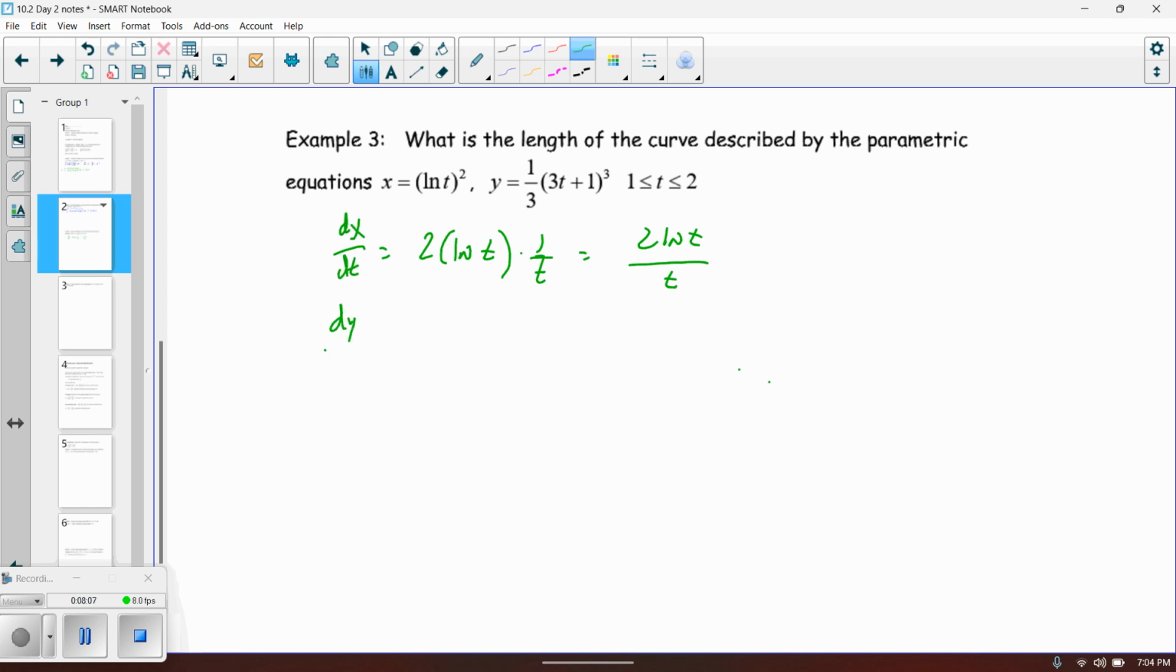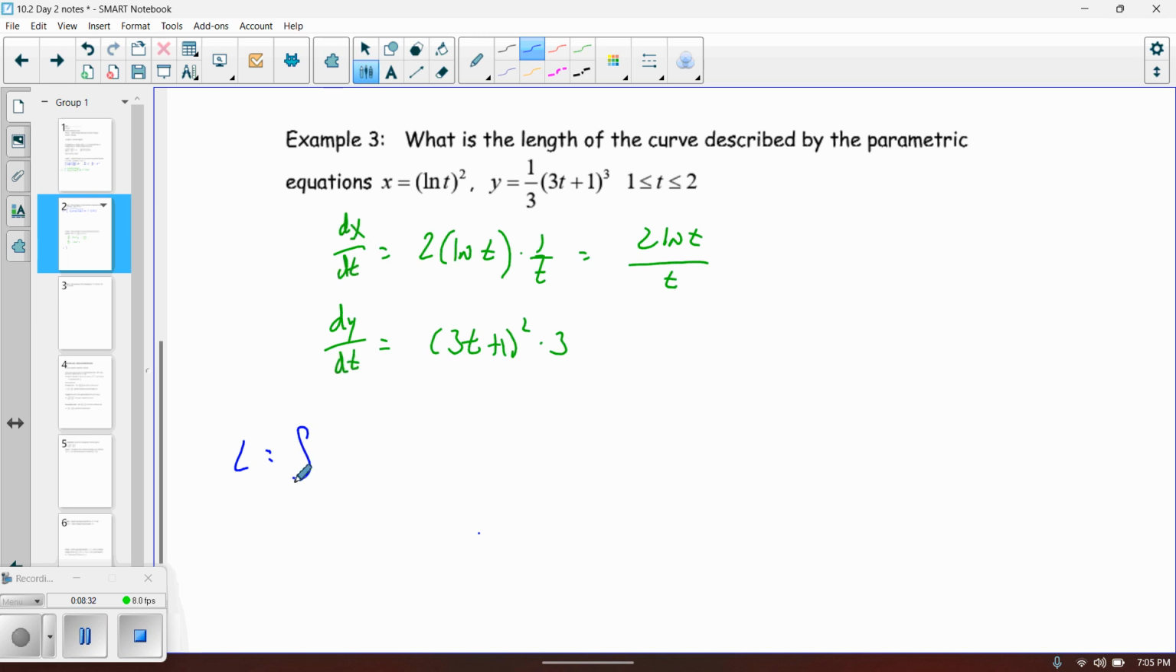And then we've got dy over dt, which, again, chain rule, will bring the 3 out front, multiply it by the 1/3. That just becomes 1. So it'll be 3t plus 1 to the second power. And then again, chain rule of the inside times 3. So we should be able to use these now and find the arc length.